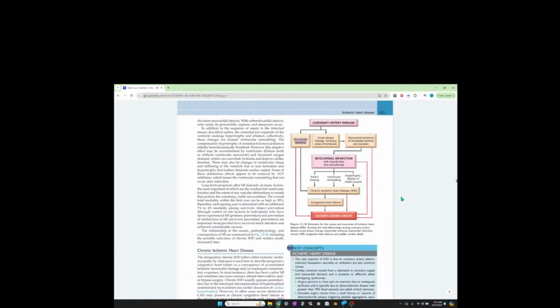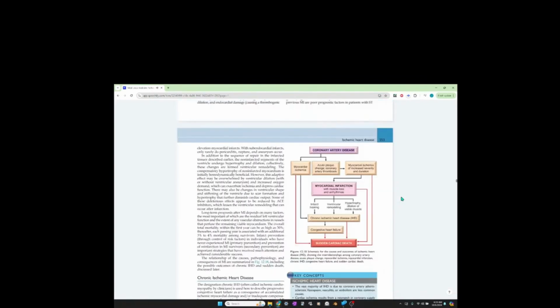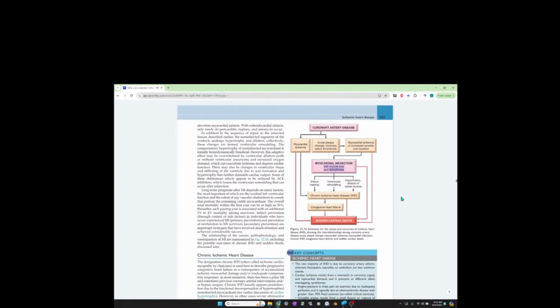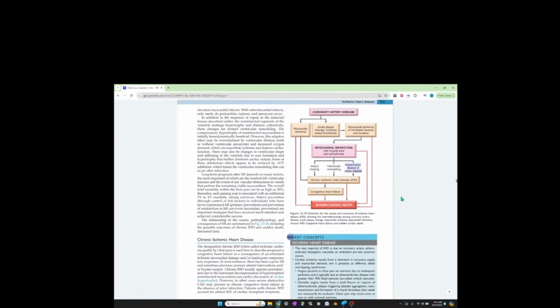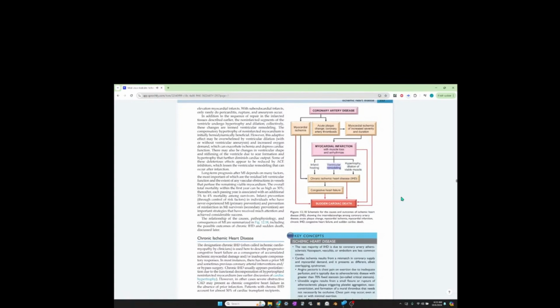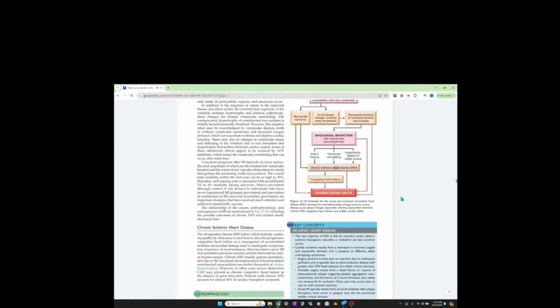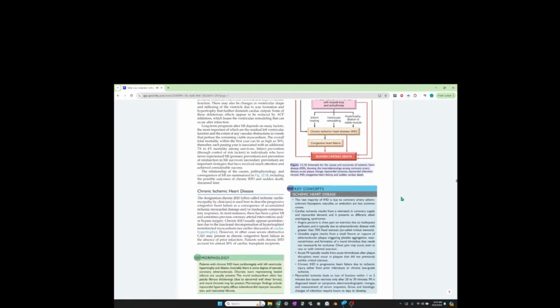Myocardial ischemia, coronary artery disease, acute plaque change, coronary artery thrombosis, myocardial infarction, with muscle loss and arrhythmias, hypertrophy, dilation of viable muscle, infarct healing, ventricular remodeling, chronic ischemic heart disease, congestive heart failure, sudden cardiac death. Figure 12.18 is a schematic for the causes and outcomes of ischemic heart disease, showing the interrelationships among coronary artery disease, acute plaque change, myocardial ischemia, myocardial infarction, chronic IHD, congestive heart failure, and sudden cardiac death.